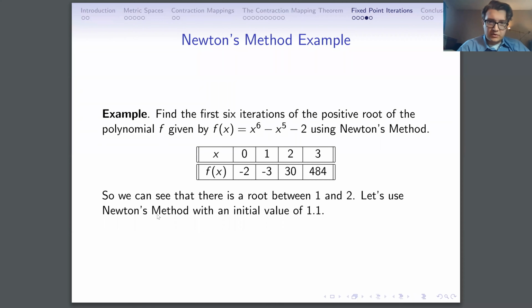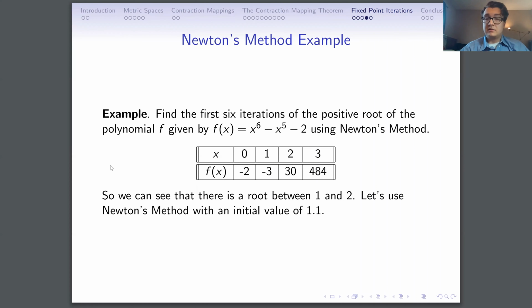So let's walk through a quick example here without getting into the nitty-gritty details of why this works. With Newton's method, you simply have to find a local neighborhood around which a root of a function exists, and then you find your initial value and run it through Newton's method. So let's find the first 6 iterations of the positive root of this polynomial given here: f of x is equal to x to the sixth minus x to the fifth minus 2. And this particular positive root isn't very pretty. There is a negative root that is 2, but that's not particularly interesting. So we can see here by plugging in values that there is a root between 1 and 2.